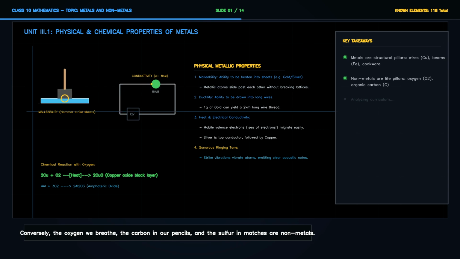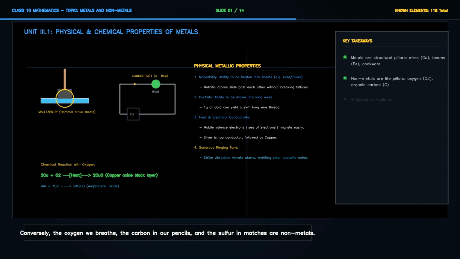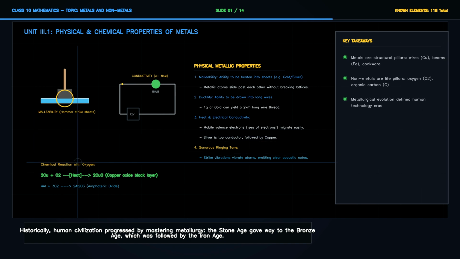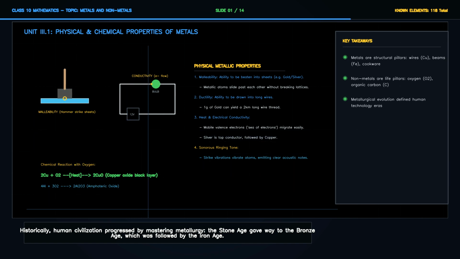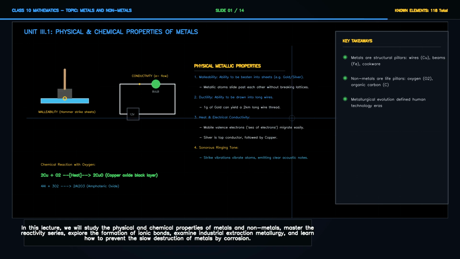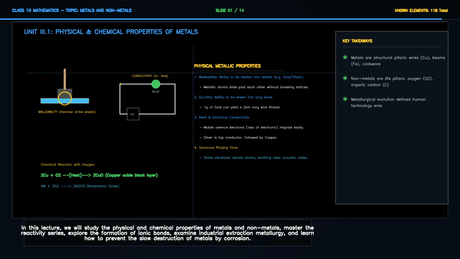Historically, human civilization progressed by mastering metallurgy. The Stone Age gave way to the Bronze Age, which was followed by the Iron Age. In this lecture, we will study the physical and chemical properties of metals and nonmetals, master the reactivity series, explore the formation of ionic bonds, examine industrial extraction metallurgy, and learn how to prevent the slow destruction of metals by corrosion.